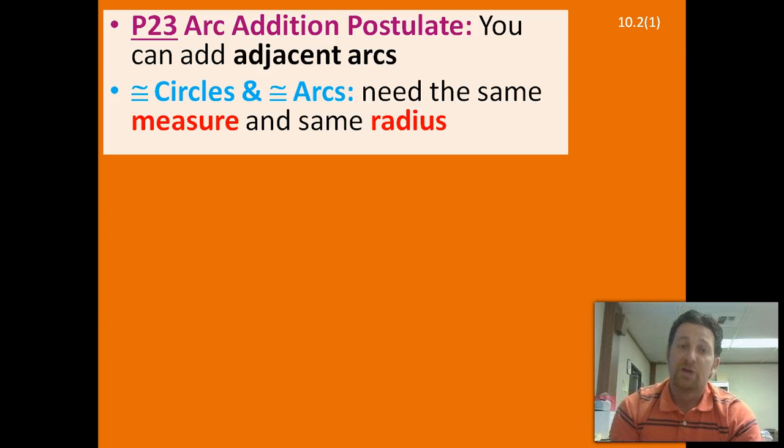So, postulate 23 means you can add adjacent arcs together. So if you had a 30-degree arc and then a 40-degree arc right next to it, that makes a 70-degree arc from the start to the finish. So, real easy idea. You'll catch on to that pretty quick.